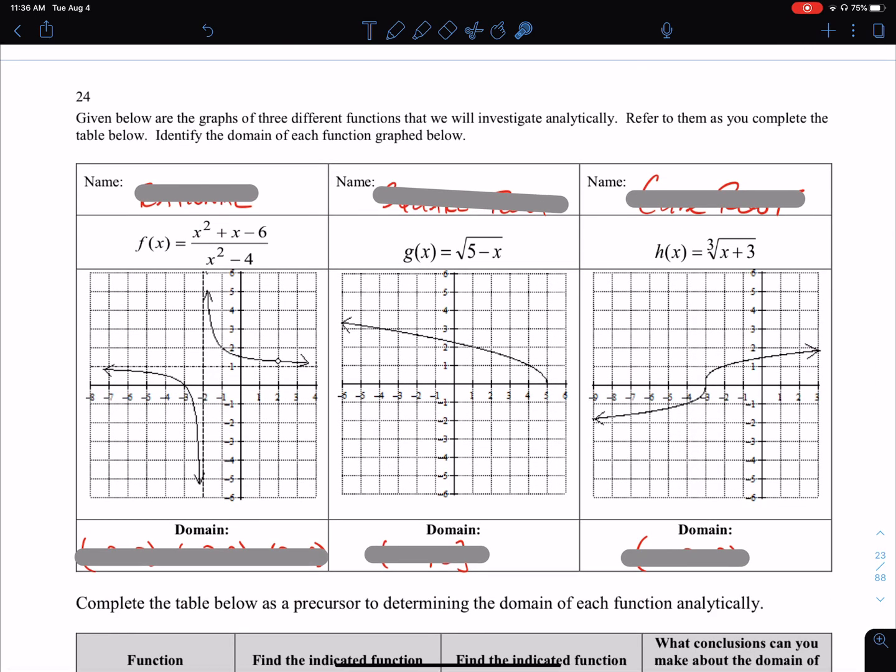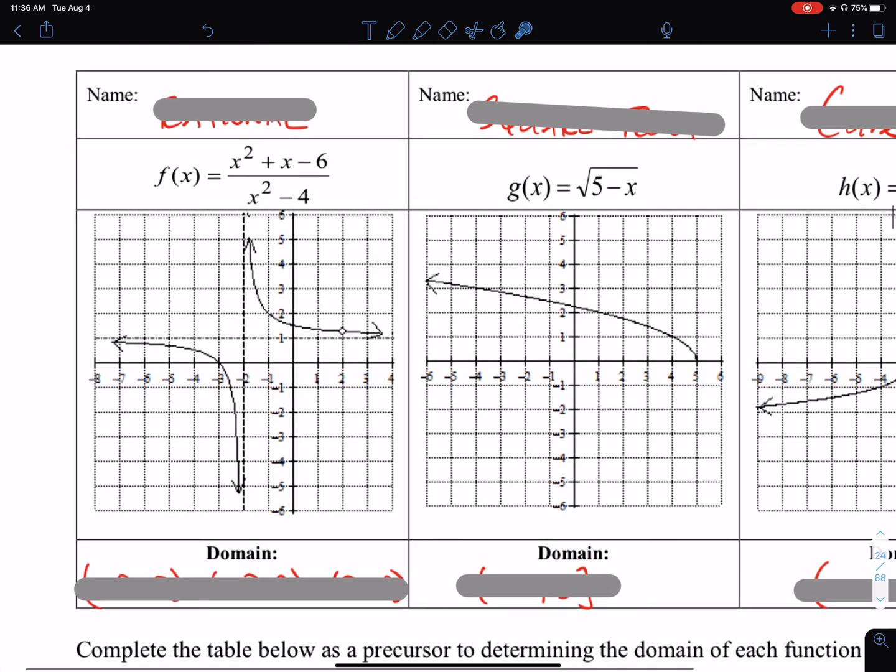Given below are the graphs of 3 different functions that we will investigate analytically. Refer to them as you complete the table below. Identify the domain of each function that is graphed. Well, this function here, which we haven't talked about to this point, is called a rational function.